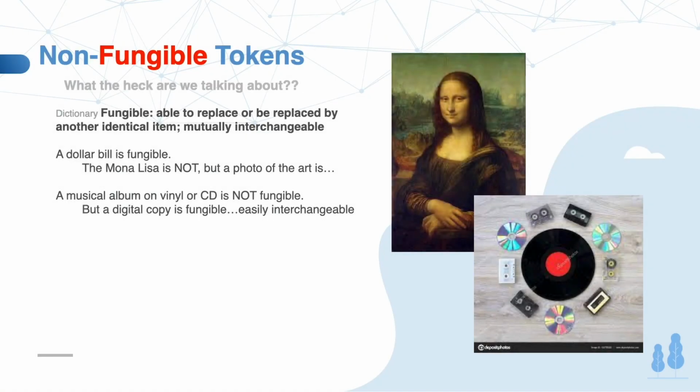So NFTs are non-fungible tokens. What the heck is that? Fungible simply means that you're able to replace it by an identical item. These are actually not things that you're going to have on your computer. They are a snapshot that's saved on the blockchain.